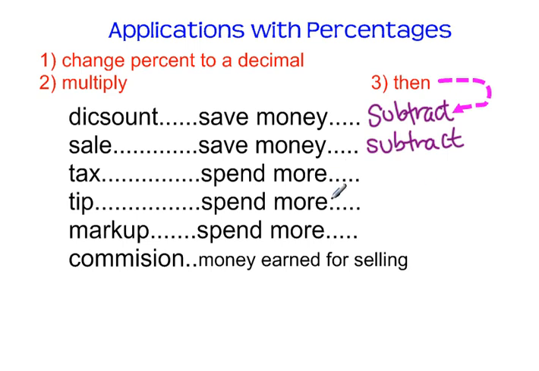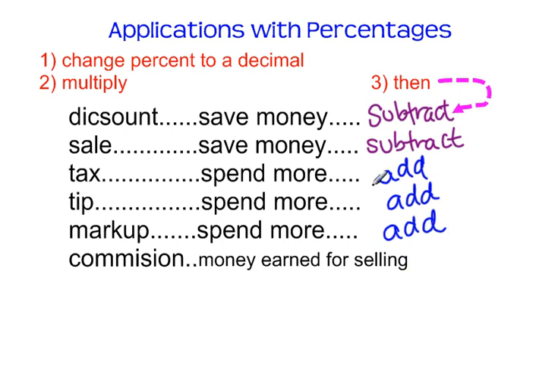So what do you think we're going to do with the tax and the tip and the markup, where we are going to be spending more money? We're going to change the percent to a decimal, we're going to multiply, and then we're going to have to add that extra money on. Tax costs extra, tip costs extra, markup costs extra, so we're going to be adding those on.